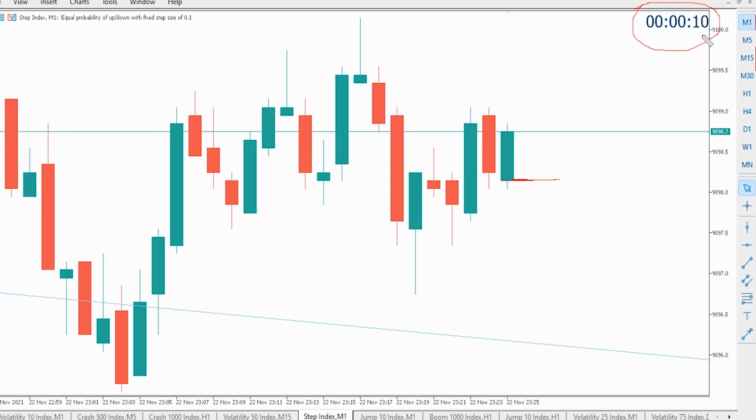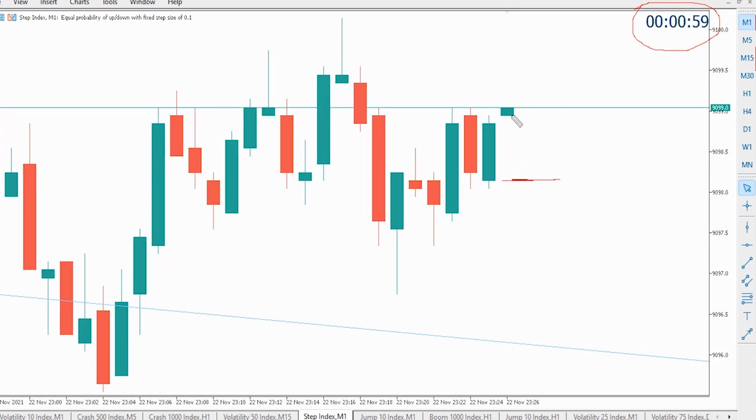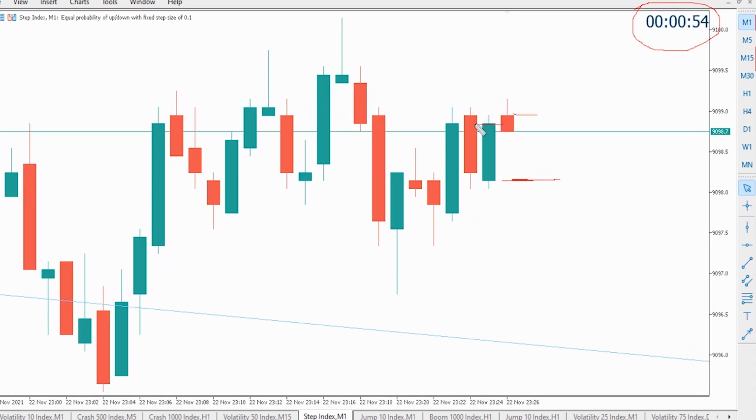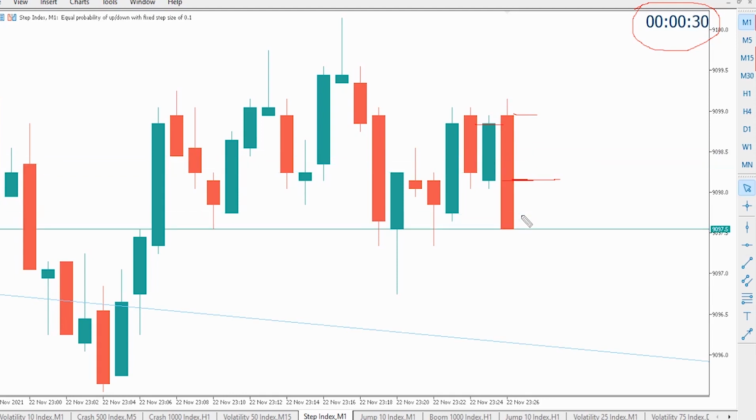So right now, the timer says 9, 7, 5, 4, 2, 1. Another candlestick opens here. So this one closed here. You can see the price is below the open, so we have a red candlestick. If the price goes above the open, we will see a green candlestick. With this I believe I've been able to explain to you how a candlestick is formed.